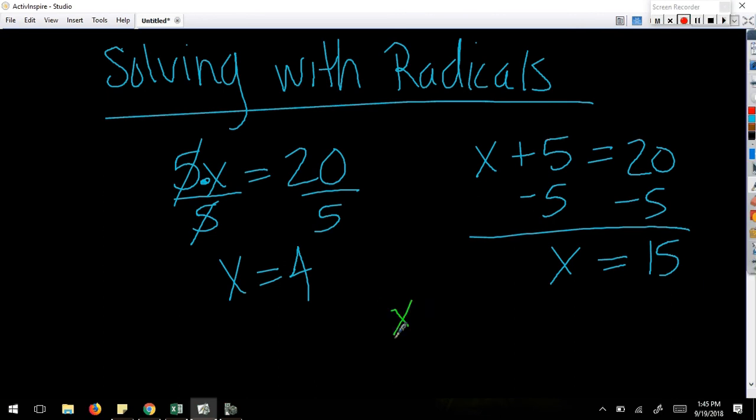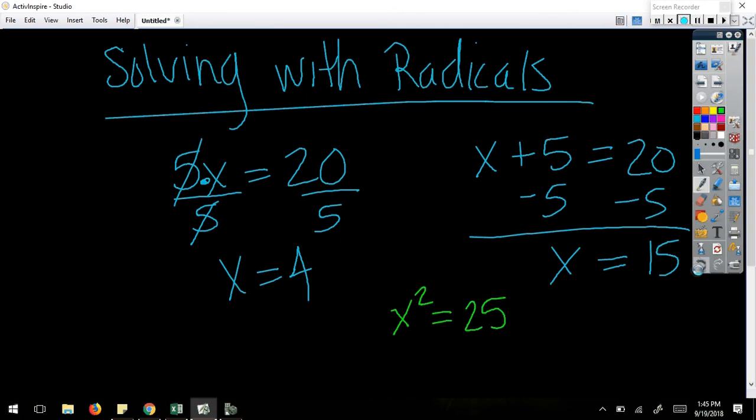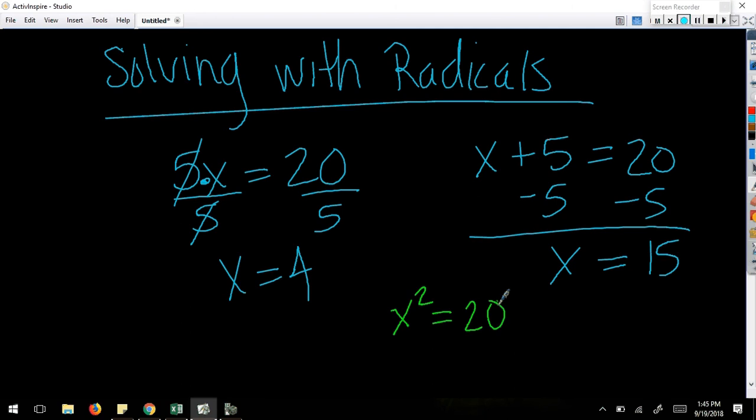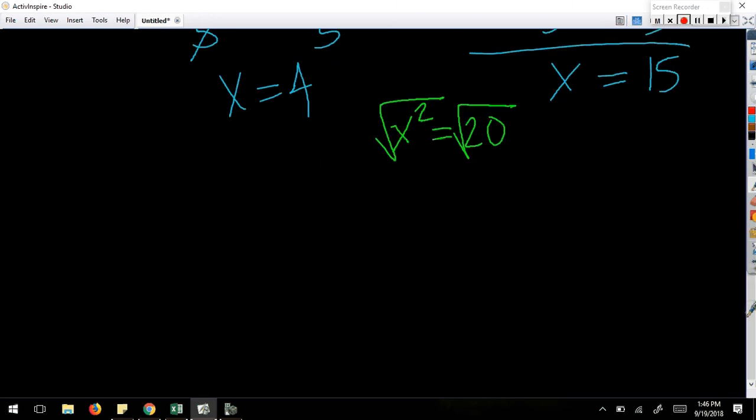What if I have something like this? Actually, let's make it 20 since we've been sticking with the 5s and the 20s. What if I have something that looks like that and I need to get rid of that exponent? What's the opposite operation of a square? Square root. So to get rid of it, I square root. Does that make sense? Anytime you have a squared and a square root, they cancel. So I have plus or minus.